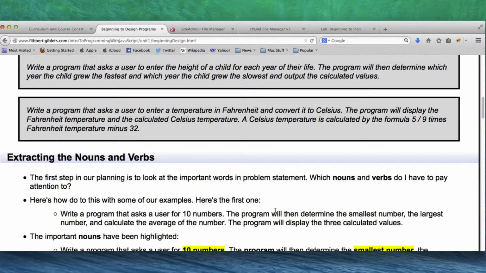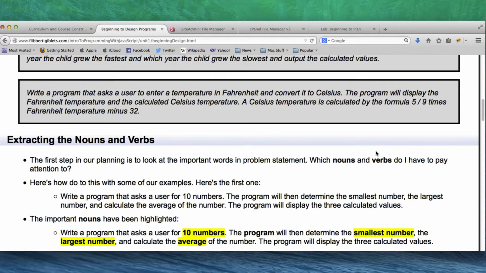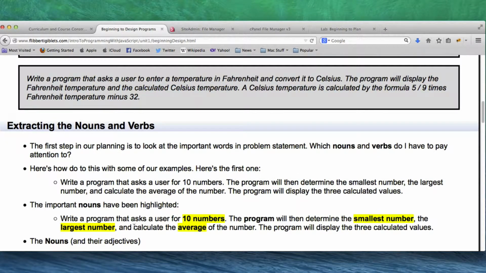Okay, so first the nouns. These nouns have been highlighted here. So we take a look at this: write a program that asks a user for 10 numbers. There's one important noun. These are the important nouns. The program, well, that's a noun, but it's obvious that we're going to write a program here. It's going to determine the smallest number. Smallest number seems pretty important. The largest number, and then it's going to calculate the average of the numbers.